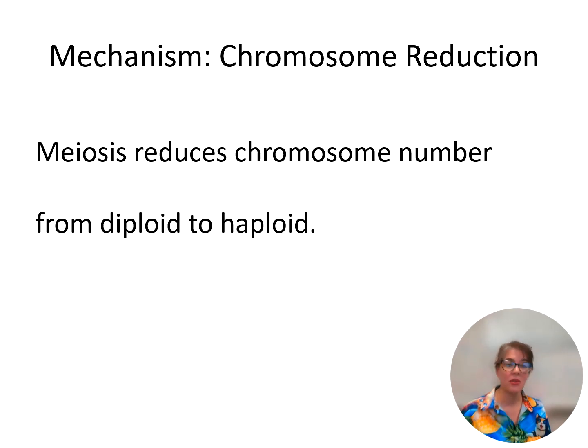Chromosome reduction. So this is a mechanism. Meiosis reduces chromosome number from diploid to haploid. So remember, we talked about the difference from diploid to haploid. Meiosis reduces the chromosome number because your diploid cells, your 2N, have two sets of chromosomes, which means one set comes from mom, one set comes from dad.